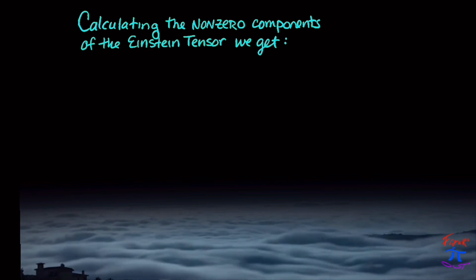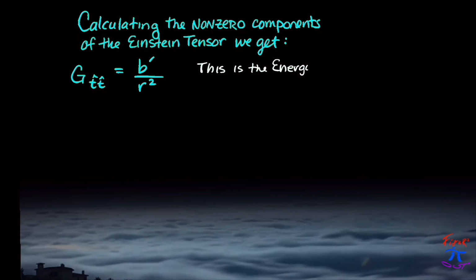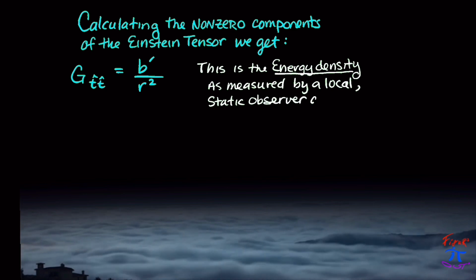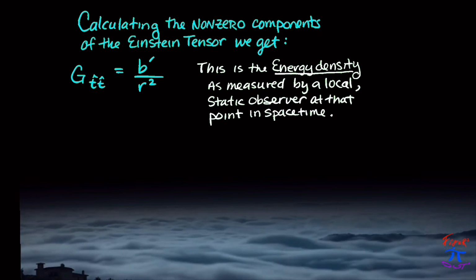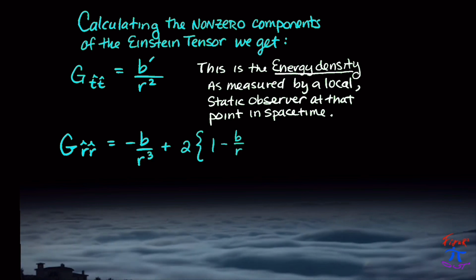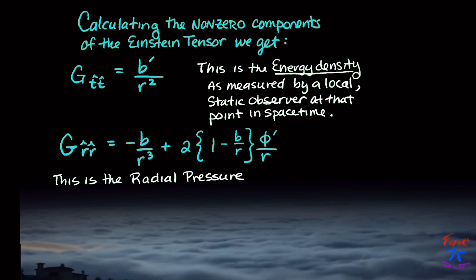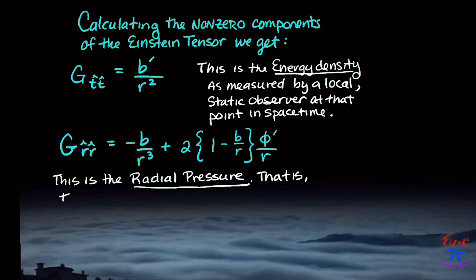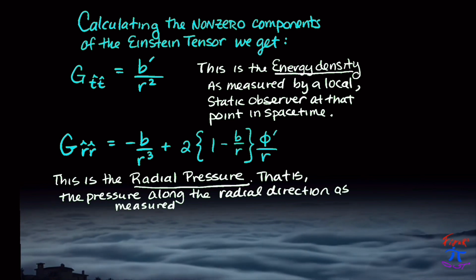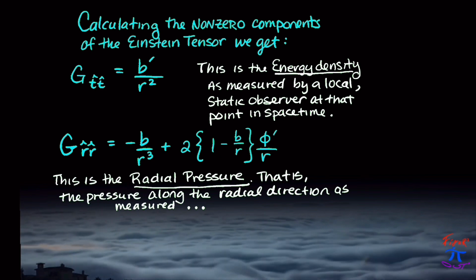So calculating the non-zero components of the Einstein tensor, we get the following results. This represents the energy density measured by a local static observer at the point in space-time. This component of the Einstein tensor gives us this expression here, and this is the radial pressure, that is, the pressure along the radial direction, as measured by a static local observer at that point in space-time.